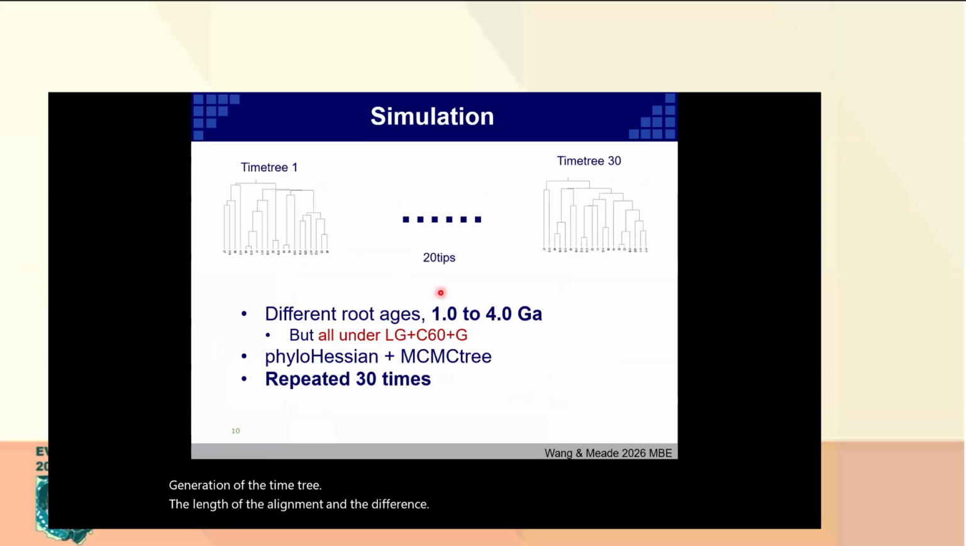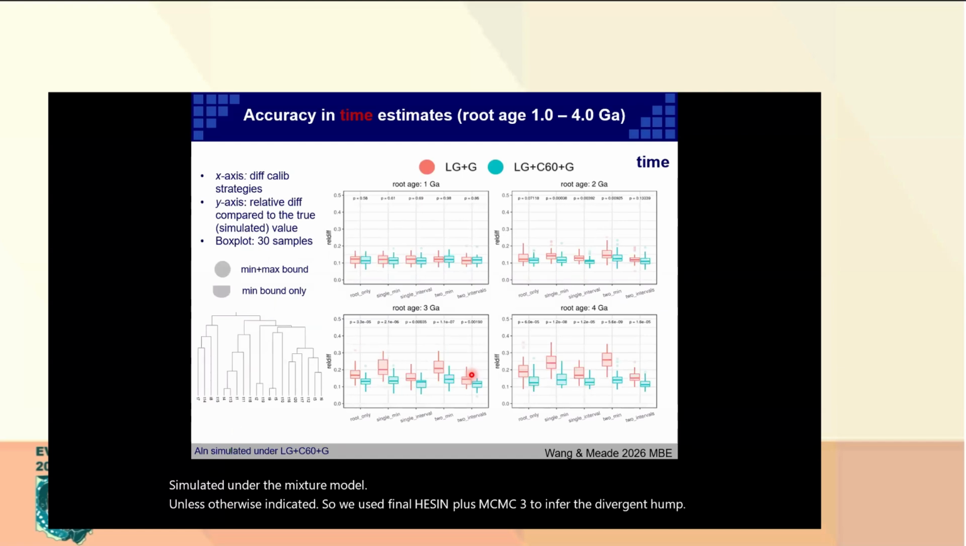So importantly, we focus on the tree of 20 tips, and we vary the root ages from 1.0 billion years to 4.0 billion years to reflect the different timescales of the evolution. And all the sequences are simulated under the mixture model, unless otherwise indicated. So we used Phylo hazing plus MCMC tree to infer the divergence time. Here is the main result.